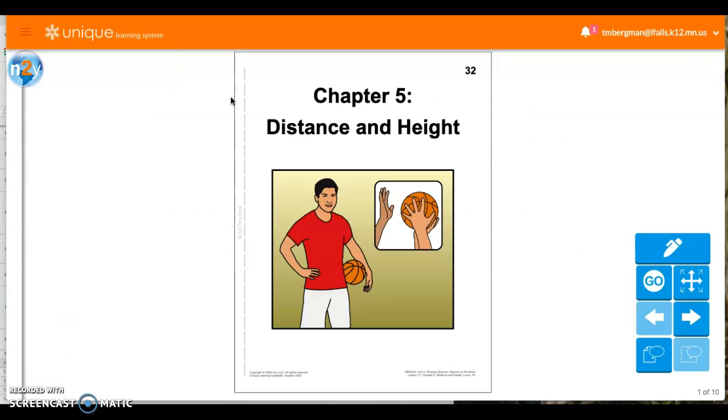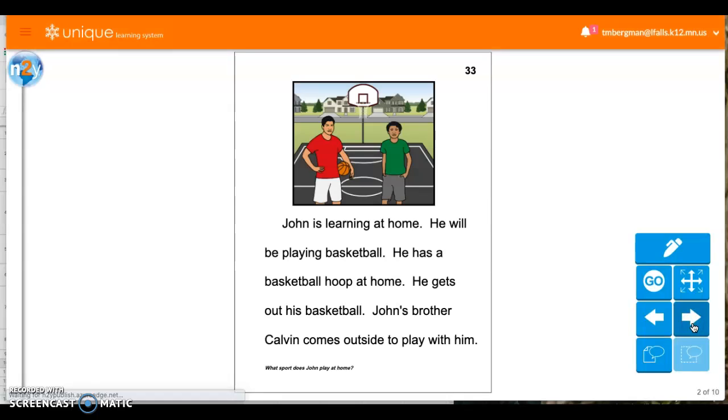Okay, here's our chapter that we are reading today. We're already on chapter 5 of this book about force and motion. So chapter 5, distance and height. So what sport is he playing? What do you notice? It's a basketball. All right, let's move on to the first page.